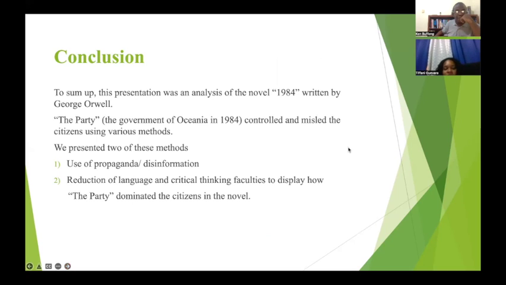So, to sum up this presentation, it was an analysis of the novel 1984 written by George Orwell. The party, which was the government of Oceania in 1984, controlled and misled citizens using various methods. In this presentation, we presented two of these methods. One, use of propaganda or disinformation, and two, reduction of language and critical thinking faculties to display how the party dominated the citizens.